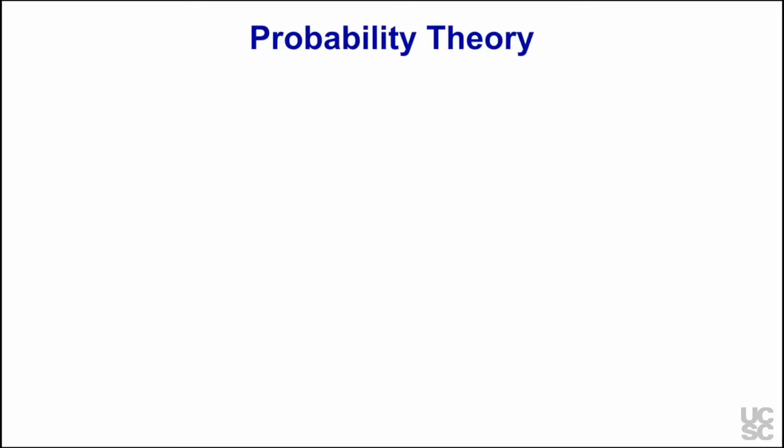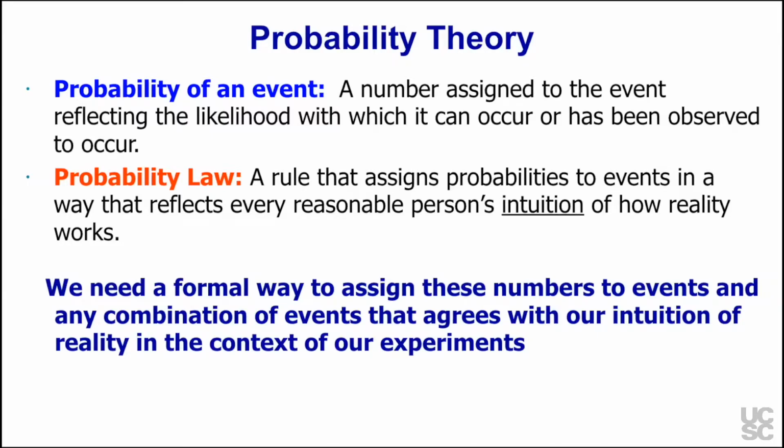Okay, now we can start defining our probability theory based on this need to be objective and yet intuitive. We think of the probability of an event as a number that we assign to the event that reflects the likelihood with which the event takes place. And the probability law is a rule that assigns these probabilities, i.e. these numbers, to events in a way that follows the intuition that any reasonable person would have regarding how reality works. So we need a formal way to assign these numbers to events. We need to be able to combine events arbitrarily and assign these probabilities in a way that always agrees with the intuition we have about the reality that we experience and the intuition we have with which events occur in reality.